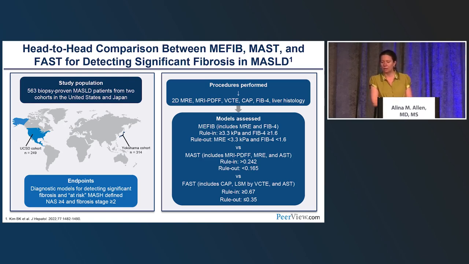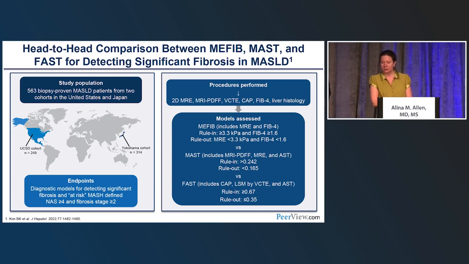You can see the two cutoffs for ruling in and ruling out advanced fibrosis. And FAST is derived by FibroScan and includes the controlled attenuation parameter, or the measure of steatosis, the liver stiffness measurement, and AST, with the two cutoffs that are listed there.